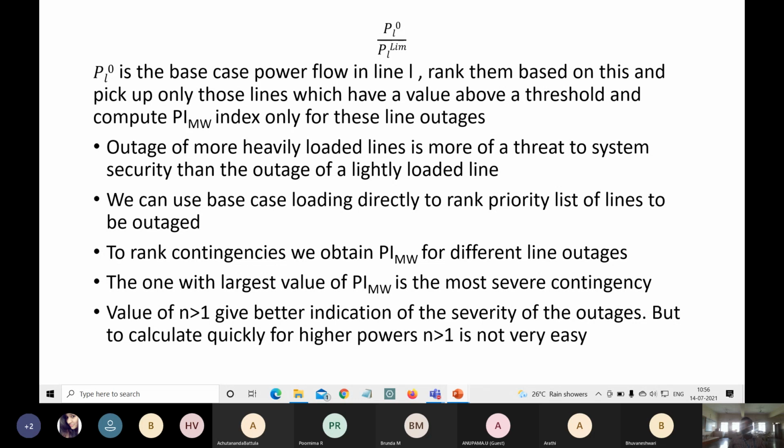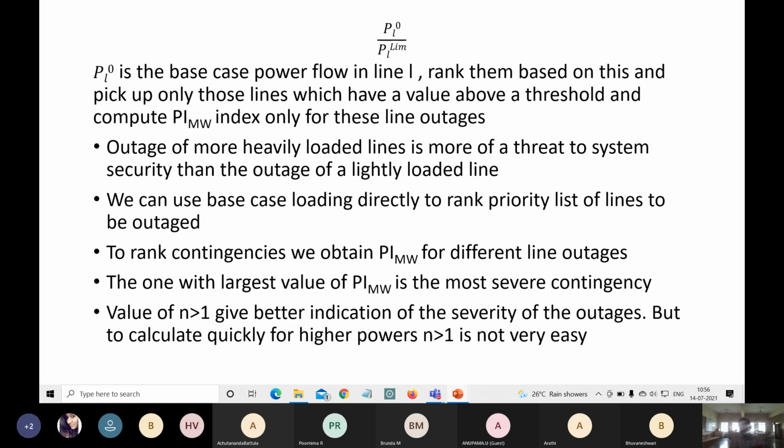In the threshold, in some standard set of values, you have to pick up the values and compute the performance index only for these line outages. So what we can understand from this is that we have decided on the base case power flow, that is PL0, because not every line is equally loaded. When lines are not equally loaded, we can go for the base case power flow, rank them based on this, and pick up only those lines which have a value above the threshold value.